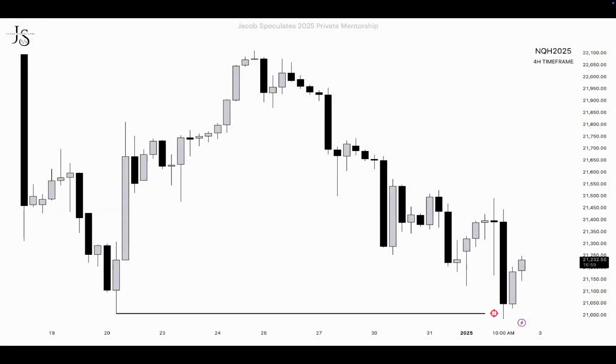So looking at the 4-hour chart on the NASDAQ, you can see that low that we had outlined got hit, so our analysis was spot on. And now we're going to zoom in to this portion of price action right here on a lower time frame.